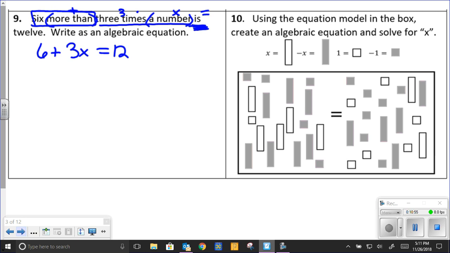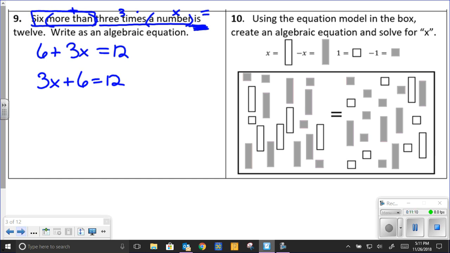My thing is, though, to me, if it says more than, I actually think that should come second, because I'm saying I have more than something that's already there. So that 3 times the number actually, to me, should be first. And then we're going to add the 6 is equal to 12. But either one of those answers would be correct on a test.